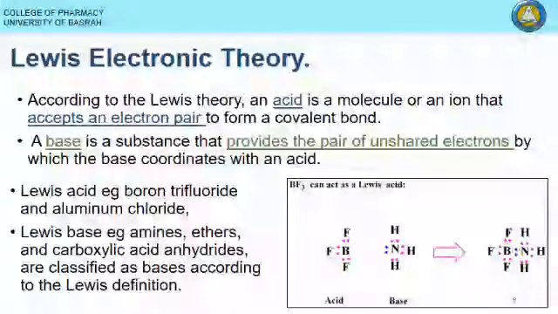And the final theory we want to talk about is the Lewis electronic theory. In the Lewis electronic theory, Lewis tried to explain the behavior of some compounds that act as acid or base and don't have a proton to share or to donate.